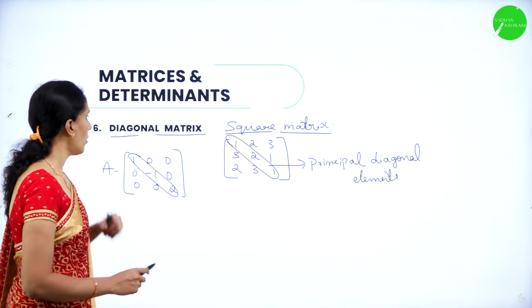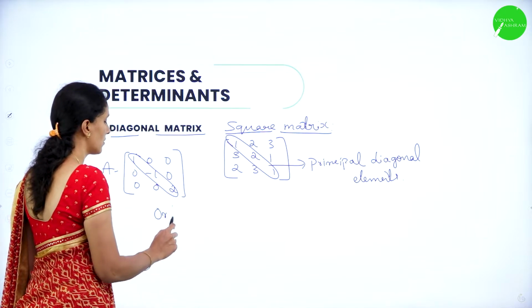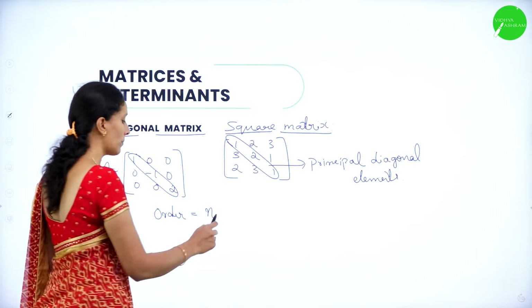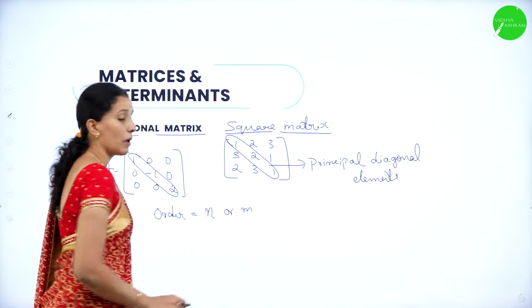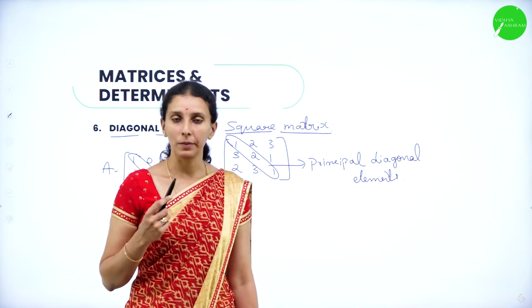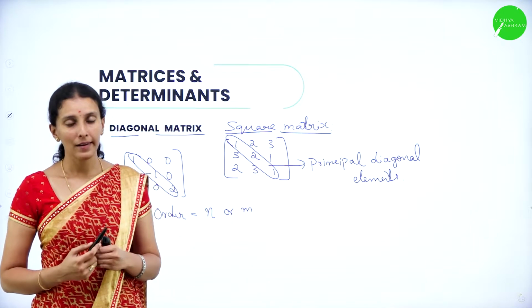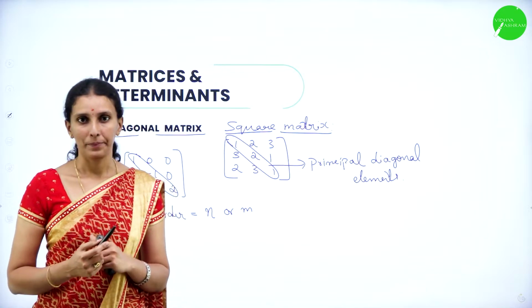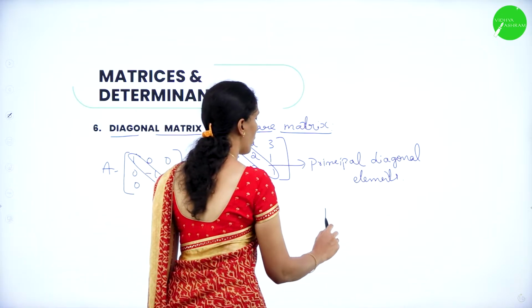Again, the order of a diagonal matrix can also be represented as n or simply m. Because it's a square matrix, whose order of rows and columns will be the same, hence the order of a diagonal matrix can also be said as n or m. So let me take one more example.